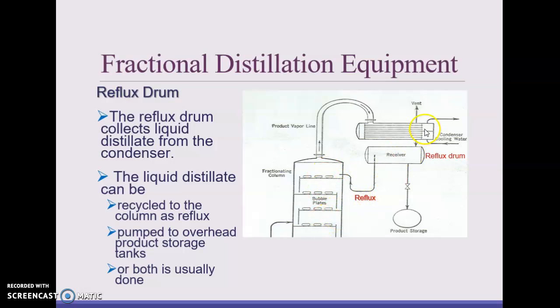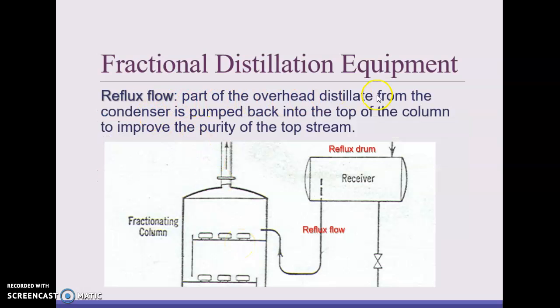So you can either send it right back to the column in total reflux, and you may do that for certain reasons. It's not usually done though, because you're trying to make a product. You could pull off all of the product, or you can do both. And generally, in order for a column to operate at highest efficiency, you do both of these. And then the reflux again: part of it is pumped back through the column, and some of it is taken off to collect as a product.